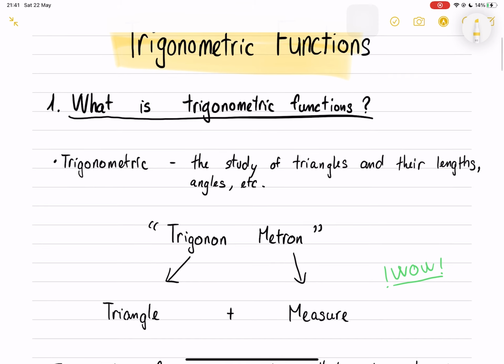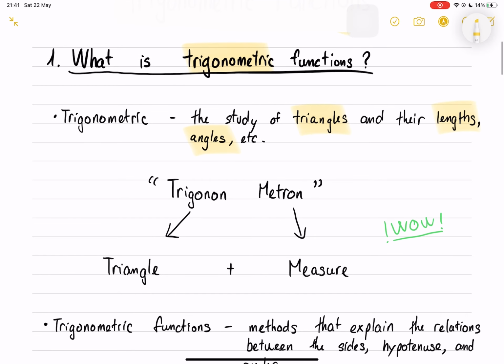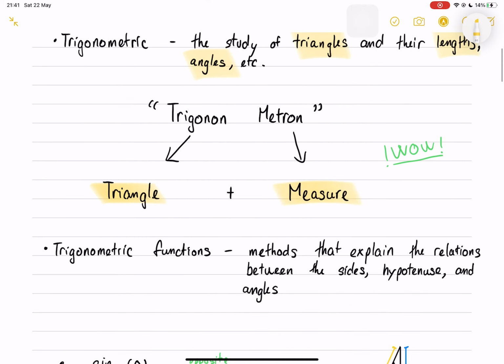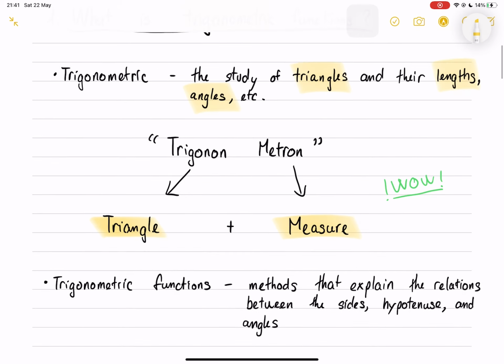So first thing, what is a trigonometric function? Let us break down the word. Trigonometry is the study of triangles, their lengths and angles, etc. The word trigonometry came from the Greek word trigonometron. Sounds kinda the same, right? Trigonon meaning triangle and metron meaning measure. The two words combine to equal triangle measure, like the measurement of triangles.